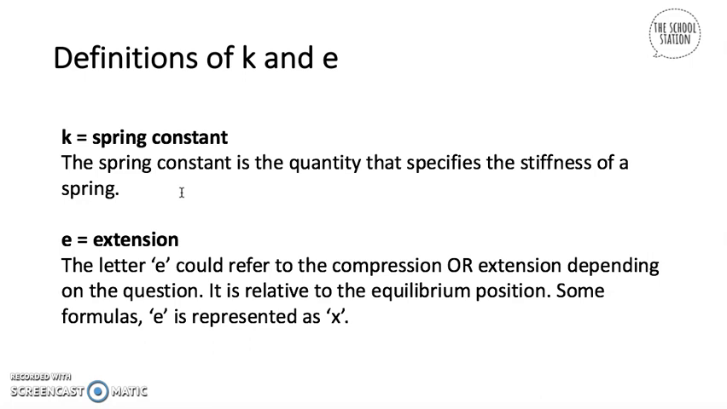e is extension, and again, the letter e can sometimes be represented as x in different formulas. You really just have to understand the formula, but the letter e could refer to the compression or extension depending on the question. It is relative to the equilibrium position. Now I'm just going to talk to you about this letter. Sometimes during the exam we might get a spring, and the spring has its own spring constant, because that's basically its original position, which is the equilibrium position.